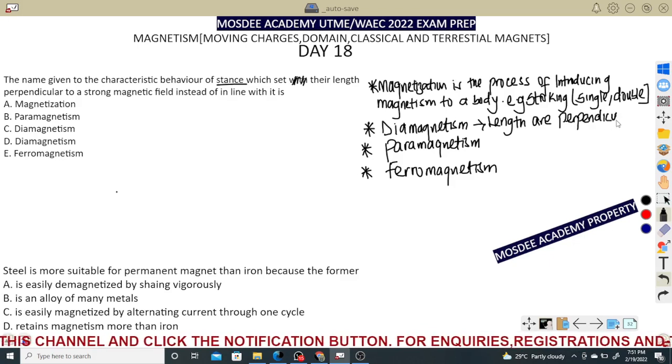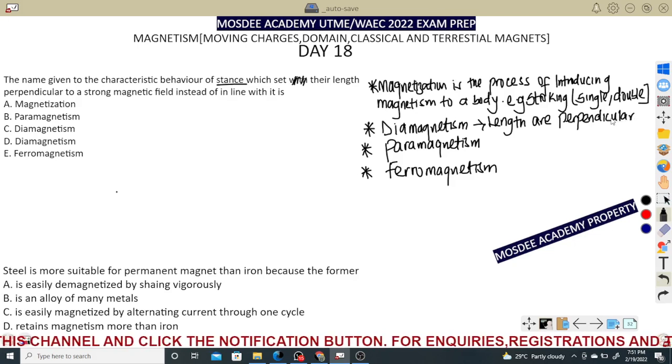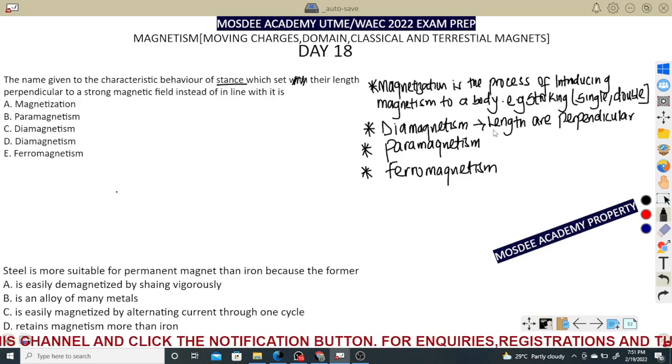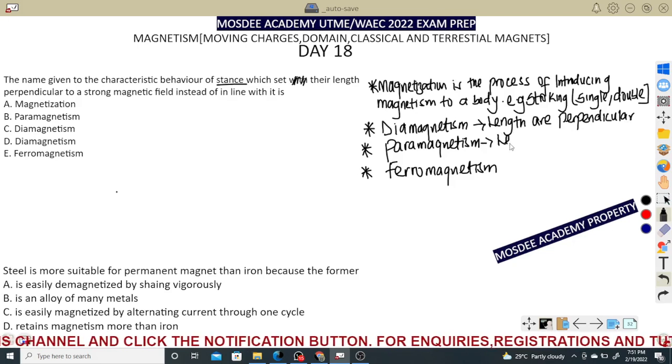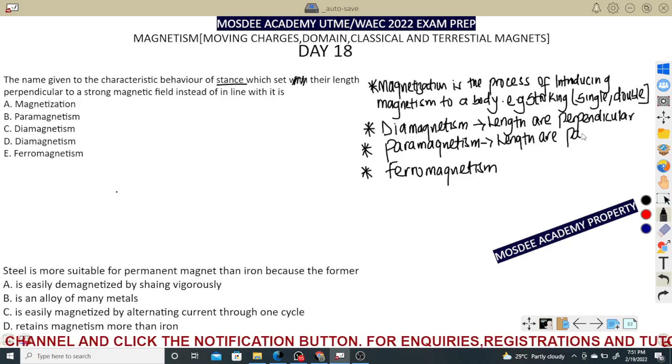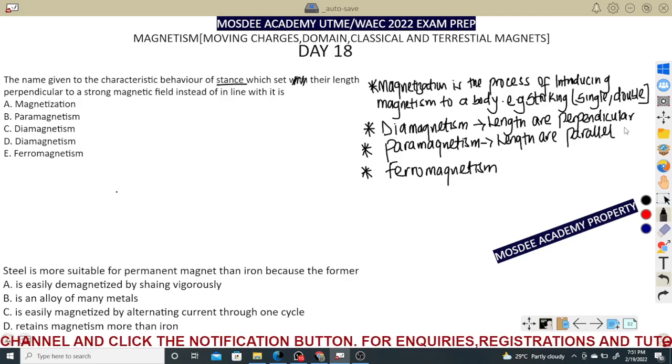Perpendicular. Please always keep that in mind. Lengths are perpendicular to the magnetic field. For this one, the lengths are parallel to the magnetic field. I want to be fast because of time.